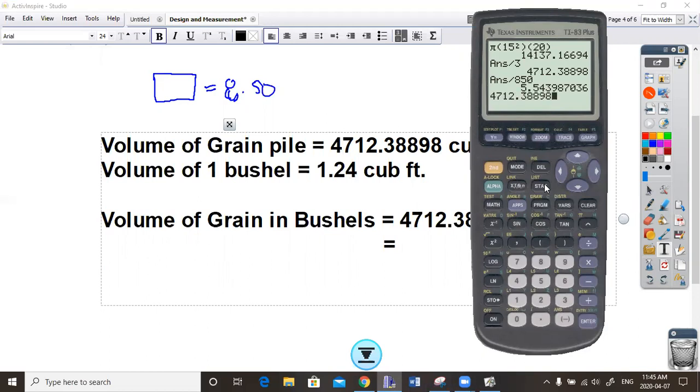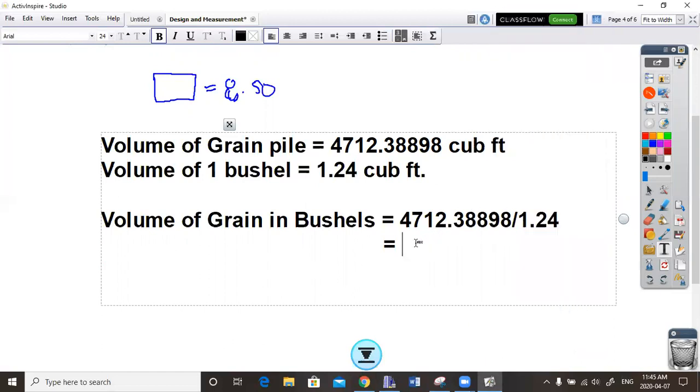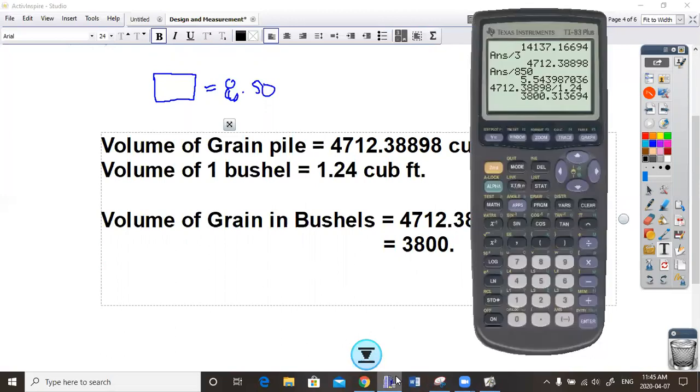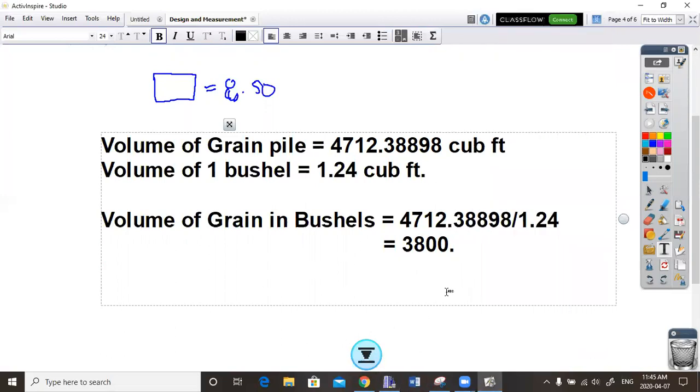4712.38898 divided by 1.24 gives us 3,800.313694 bushels. Good. So we have that.